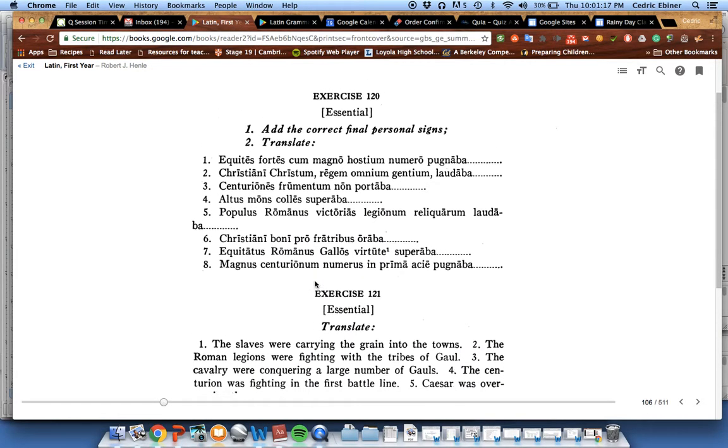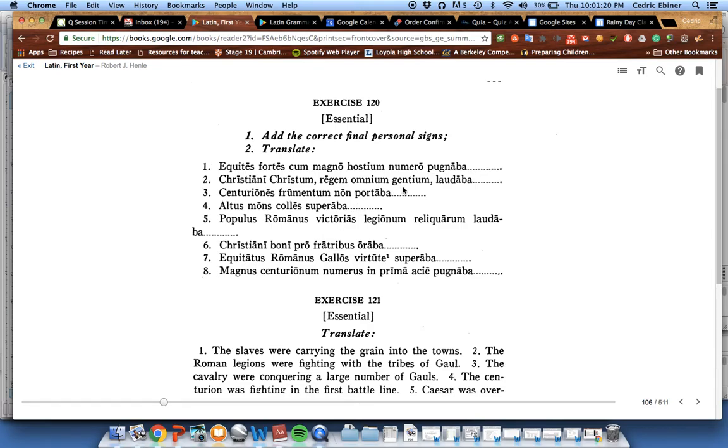And in this exercise 120 right here, you had to make sure that you understood the agreement of the verbs and the subject that goes with it. So if the subject of the verb is plural, then your verb has to look plural. So here, equites fortes, cum magno hostium numero pugnat blank. Okay, so here you wonder who was performing the action of fighting. Well, you look at the sentence: the horsemen, the brave horsemen, with a great number of enemies, were fighting. So who was fighting? The horsemen. So since that's plural, then the ending right here has to be nt.